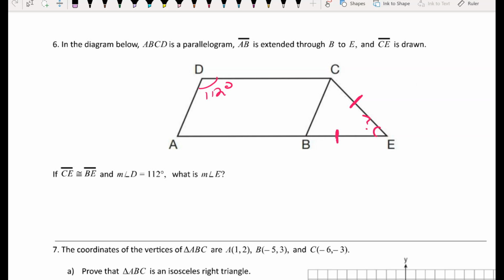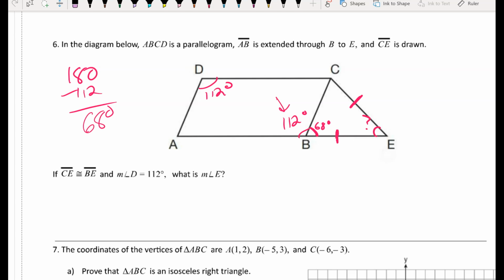Well, remember that opposite angles of a parallelogram are congruent, so angle B is also 112 degrees. But angle ABC and angle CBE should be supplementary, because together they add to a straight line. So if I take 180 degrees and subtract away 112, I find that the measure of angle CBE is 68 degrees. Now that's helpful to me because triangle BEC is isosceles, and if 2 sides are congruent, 2 angles are also congruent.